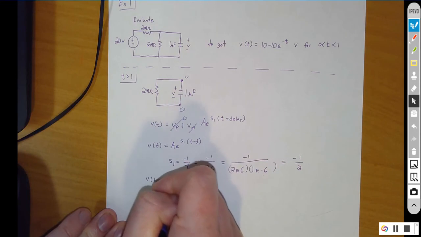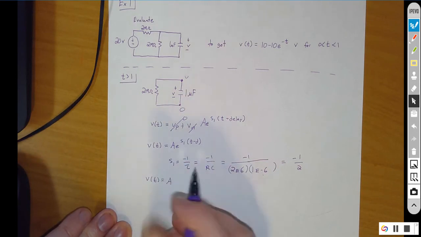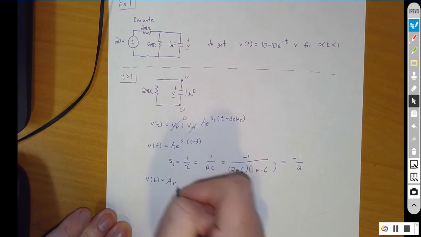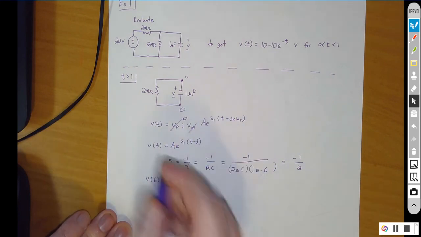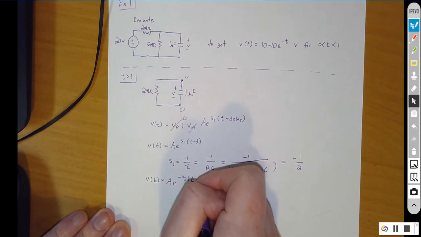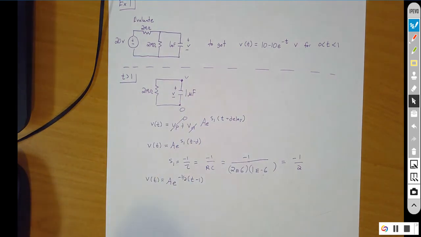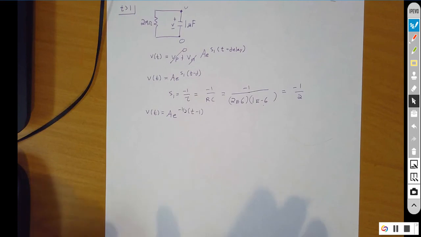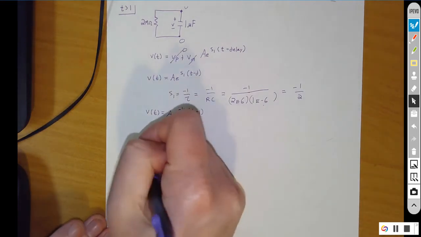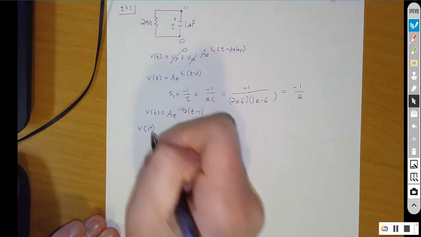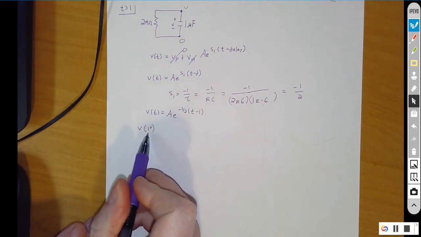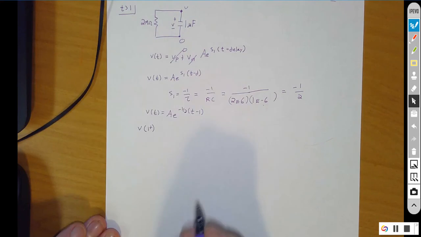So we get V of t is equal to A, the same thing as before, we always want to find A last. A e, so S1 is negative 1/2 t. We know our delay is 1 second, so we're going to go ahead and put our negative 1 in here. And now all we have to do is find A. To find A, we need to know what it is. So we want to find V of 1 plus. Again, we're not doing V of 0 plus because we're not switching at 0. We're switching at time equals 1 second.